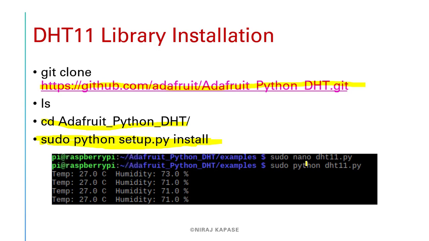So once it is installed, you need to open sudo nano dht11.py and then run it. For opening this, the command is sudo nano dht11.py, and for running, the command is sudo python dht11.py. Then it's going to print the temperature and humidity on the console itself. So here is the output. Like this, you will get output like temperature 27.0 degrees centigrade and humidity 73.0.